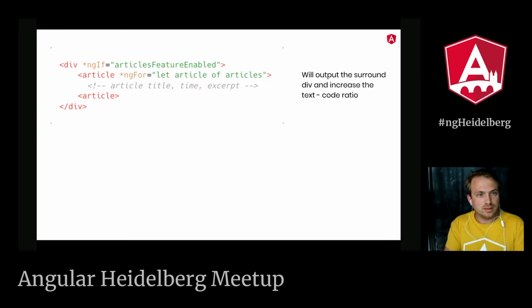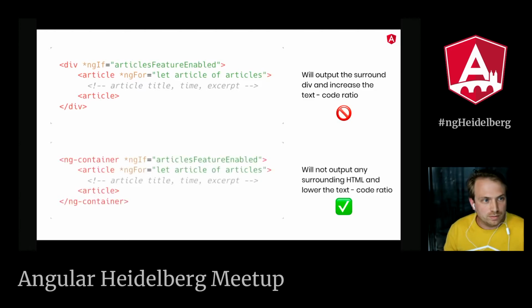Another thing, a very basic example, but a typical code snippet that I see coming out of code reviews is this one. It's because we can't use more than one structural directive on an element. The ngIf gets applied on a div surrounding the element that has the ngFor applied on it, in this case the article. This will add a surrounding div if the feature is enabled, so if the ngIf condition evaluates to true.